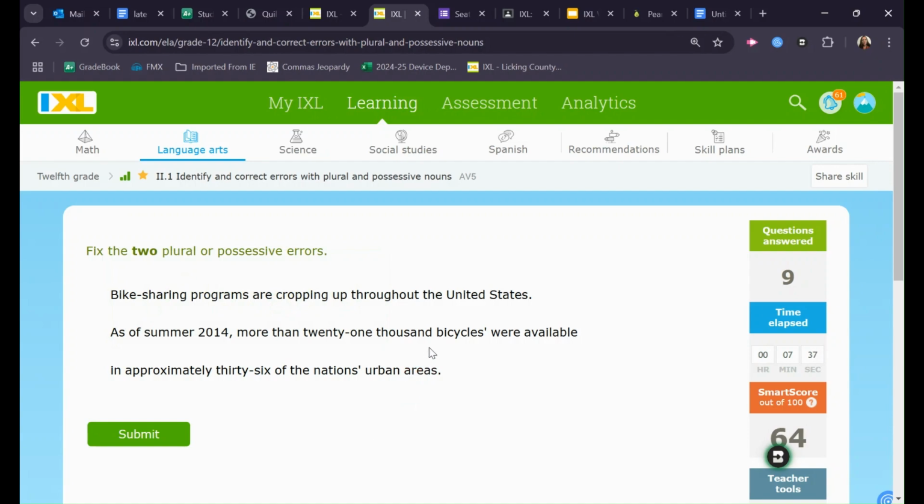Okay, so in this case, sorry, I just skimmed through it. The words that have the apostrophes are the ones we should look at, and it's nice they've kind of marked it for us, but let's take a look at those. Okay, 21,000 bicycles were available. Well, is it plural? Yep. Is it possessive? Nope, it's not like the bicycle's tires, the bicycle's wheels, it's just the bicycles. So let's just take that word and make it plural.